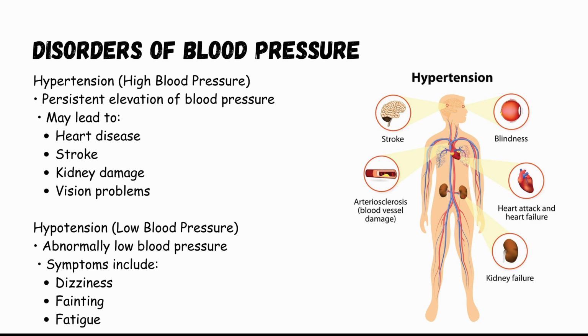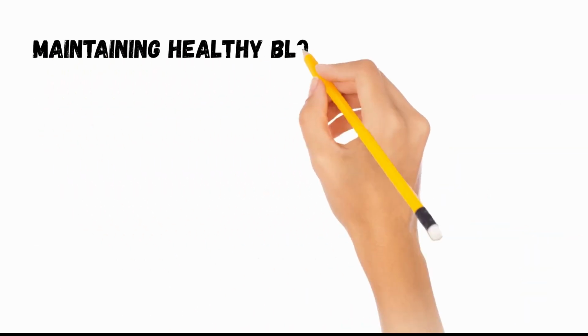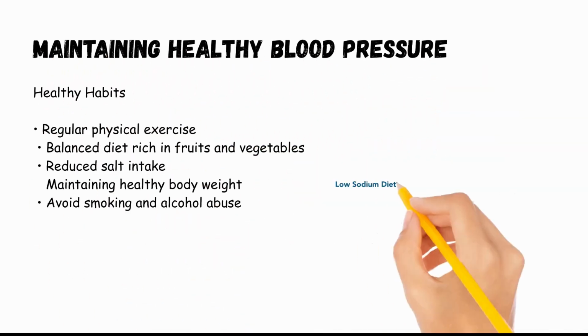The second disorder is hypotension, which refers to abnormally low blood pressure. When blood pressure becomes too low, the body may not receive adequate blood supply. Symptoms can include dizziness, fainting, blurred vision, and fatigue. Both conditions require medical attention and proper management. Maintaining healthy blood pressure is essential for long-term health.